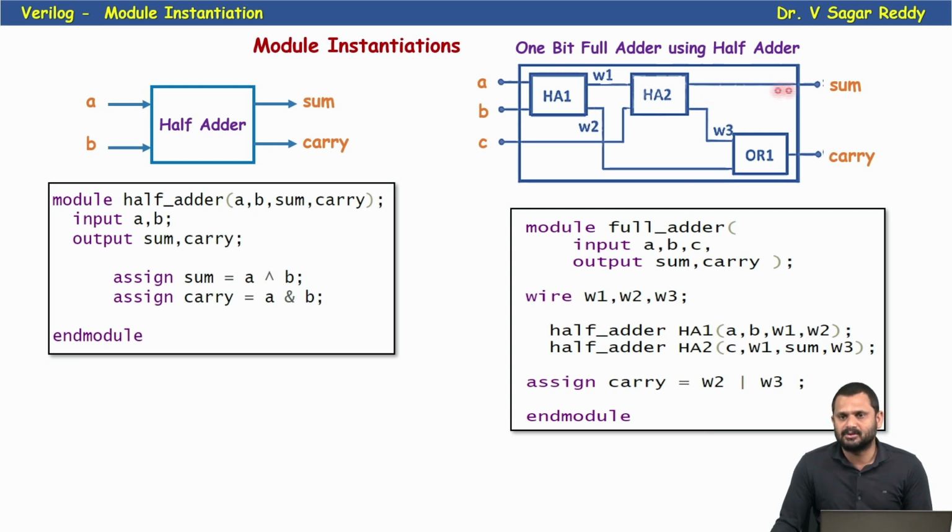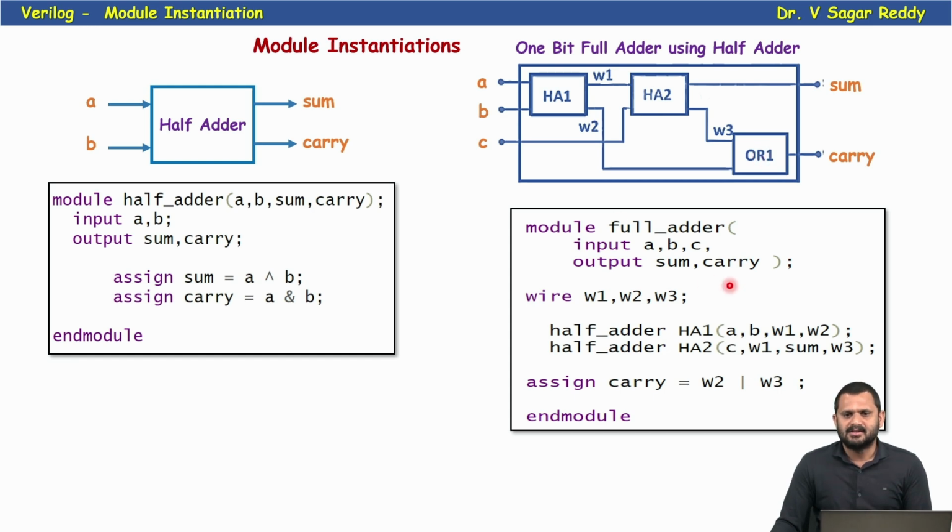And what is the output? So this is a direct output, sum. Okay, and that carry is known as here W3. So now I'll use this W2 and W3 as inputs for this OR gate to produce the carry. So assign carry equal to W2 or W3. So here I just instantiate two half adders and one continuous assignment for this OR gate.